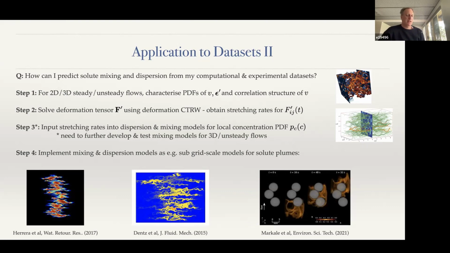Those stretching rates then go into dispersion and mixing models for the local concentration PDF. And so far, these have been developed for steady 2D and 3D flows, and we need to develop those further for 3D unsteady flows. And then finally, you can implement those mixing and dispersion models as subgrid models for a solute plume. So say, for example, we have a coarse computational grid. We might want to capture the dispersion and spreading of the solute plume on that grid, but carried with that grid is a subgrid model for fluctuations in concentration below the grid resolution.